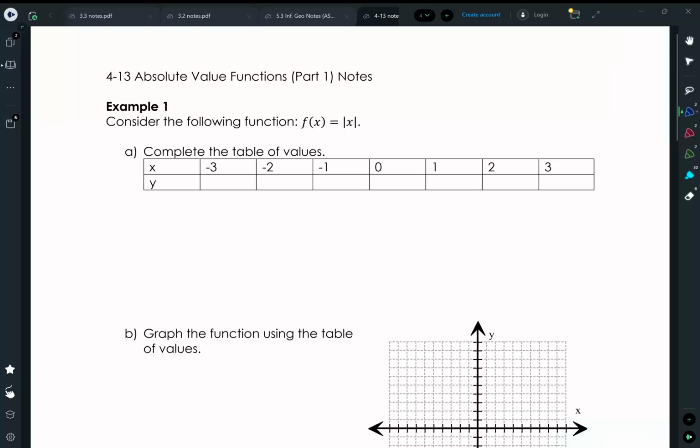Today we are looking at absolute value functions. So first we want to consider the following function. F of x equals the absolute value of x. We have not defined absolute value yet, and I would like to talk about that a little bit. When we write these lines around the x, it means the absolute value of x.